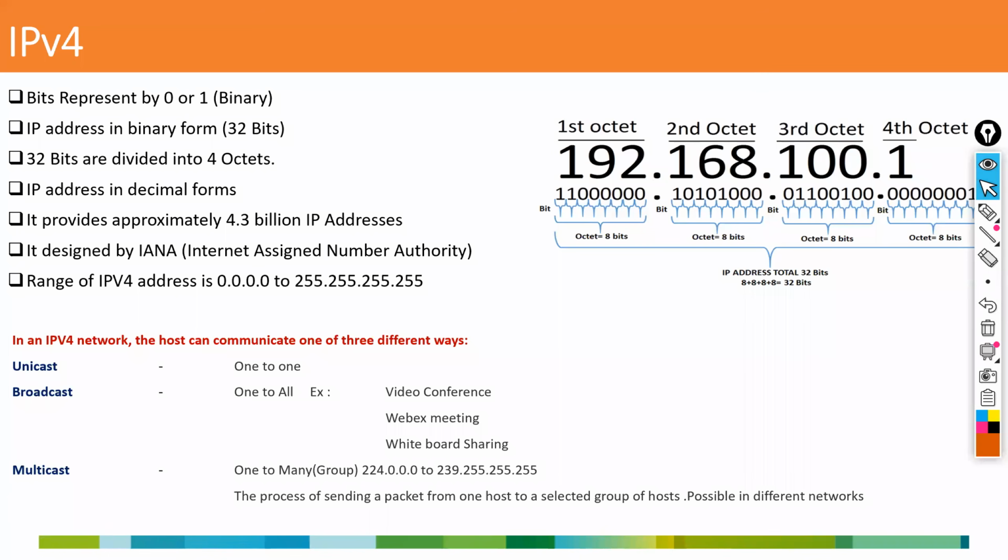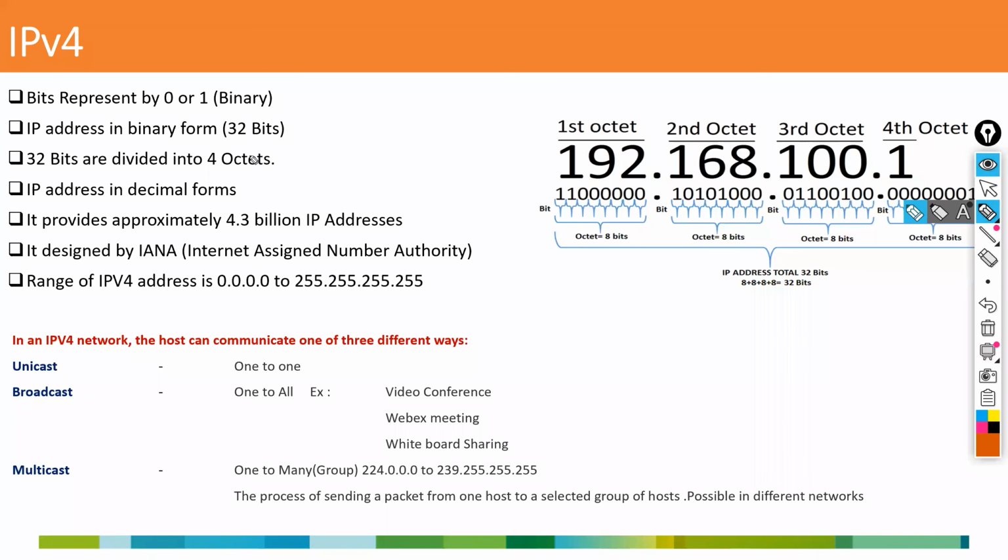In this 32-bit IP address, totally there are 4 octets. Can you see this? First octet, second octet, third octet, and fourth octet. Octet means 8. So in the first octet we have 8 bits, second octet 8 bits, third octet 8 bits, fourth octet 8 bits. So 8 into 4 is how much?